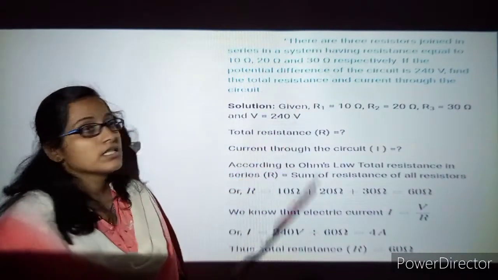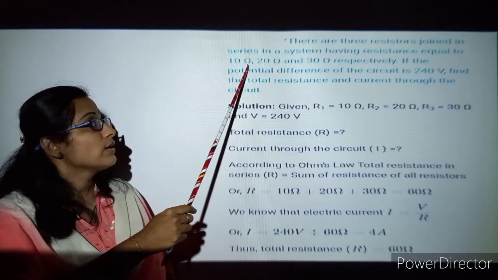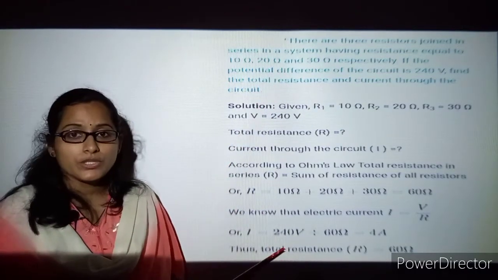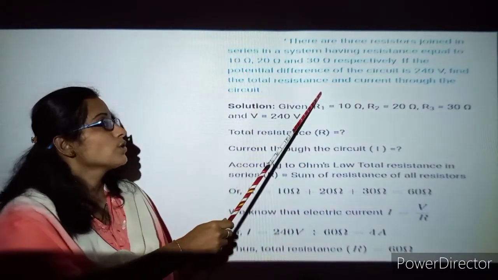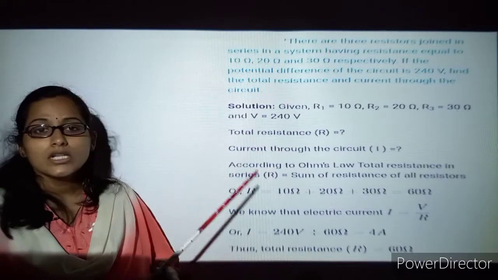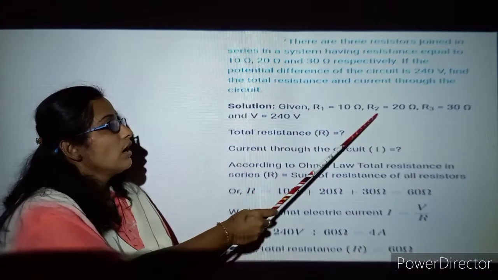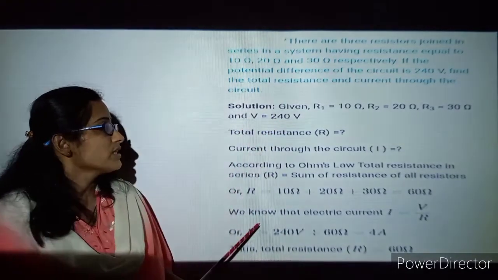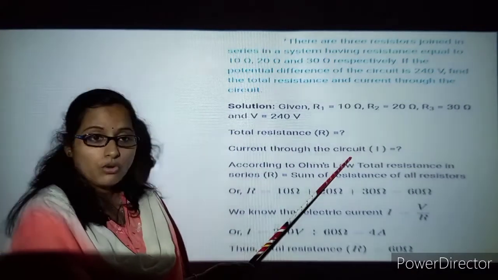There are 3 resistors joined in series in a system having resistances of 10 ohm, 20 ohm and 30 ohm respectively. If the potential difference of the circuit is 240 volt, find the total resistance. You need to find the total resistance and the current I through the circuit. So, let us see what is given. R1 is 10 ohm, R2 is 20 ohm, R3 is 30 ohm and voltage is 240. You need to find the total resistance R, and the current through the circuit.